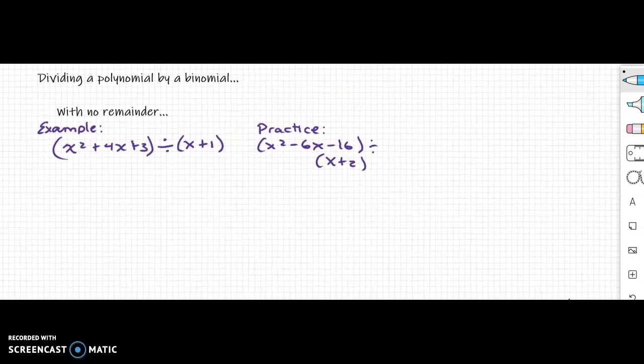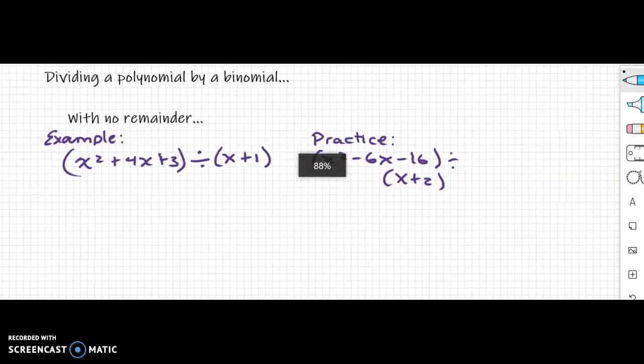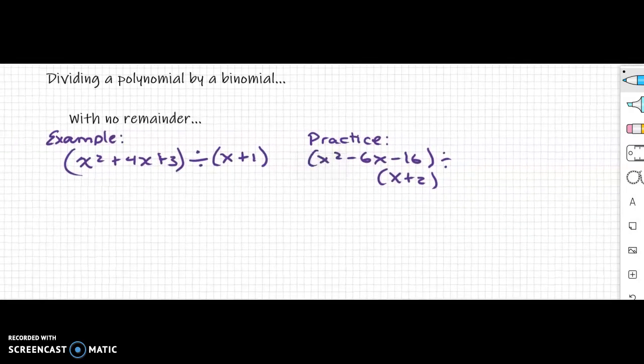Next, we're going to divide a polynomial by a binomial, and we're going to start where we have problems with no remainder. So again, I'm going to do an example and then give you a practice problem. When I have a binomial here instead of a monomial, I'm going to write it as a division problem that looks like this.